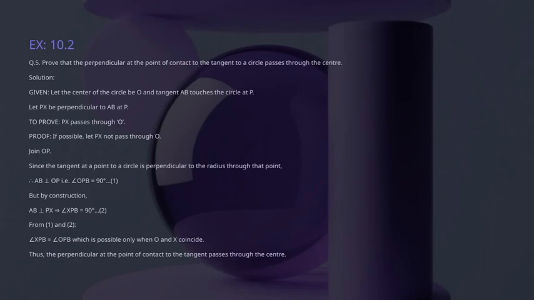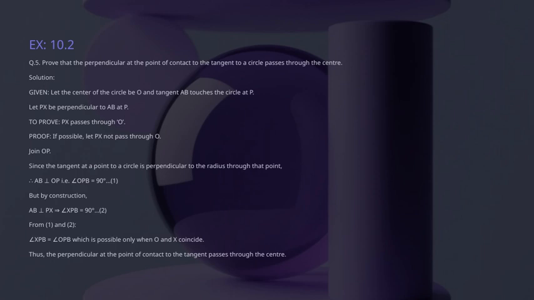Now let's look at this key concept. The perpendicular at the point of contact to the tangent actually passes through the center of the circle. To understand this, consider the angles involved. We see that angle XBB is equal to angle OPB, which tells us something important, that these two angles can only be equal if the points O and X coincide. Essentially, this means the point X and the center O are the same point.